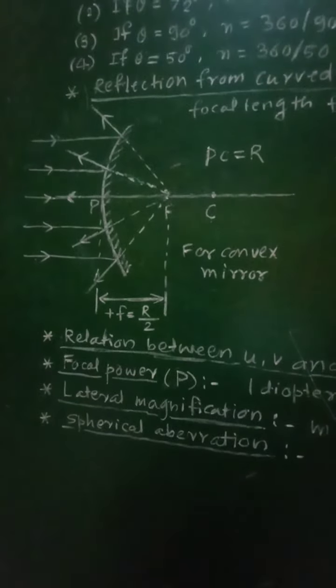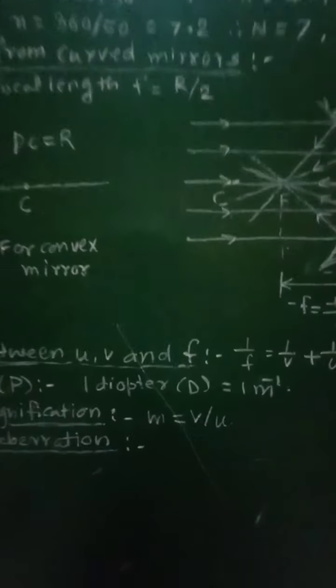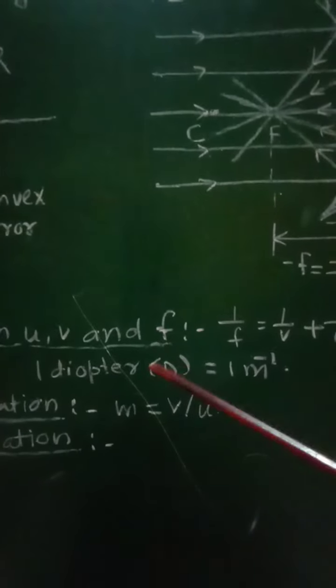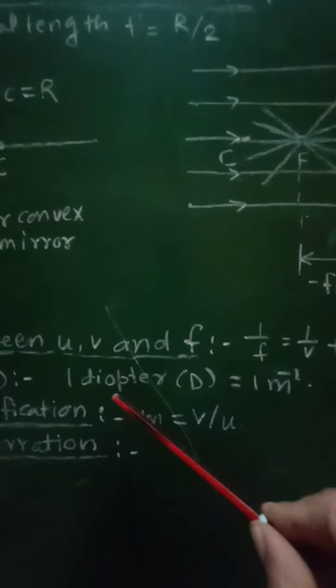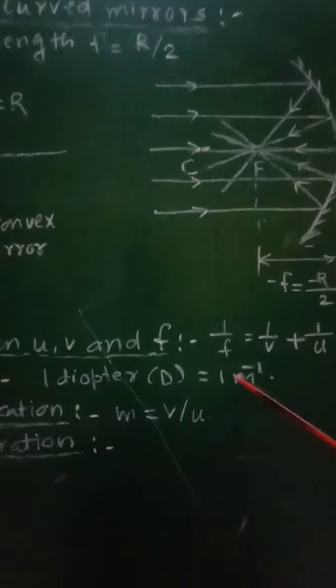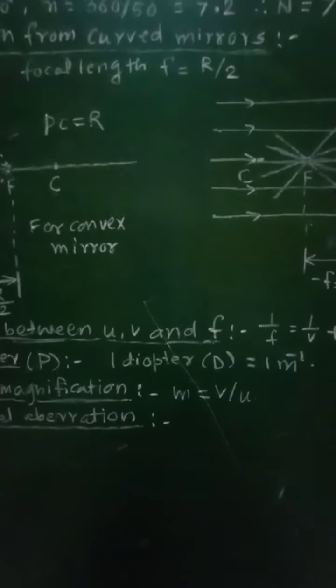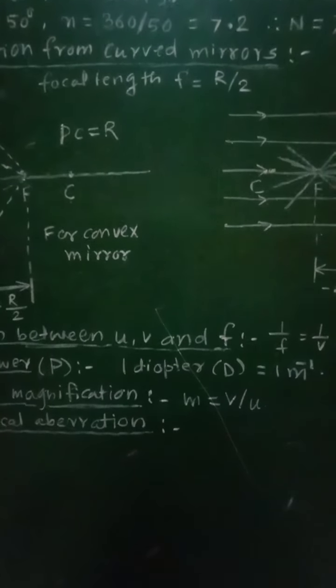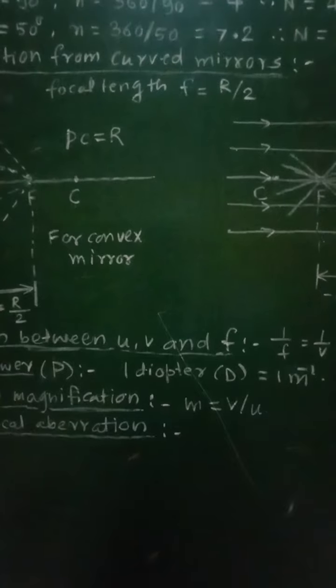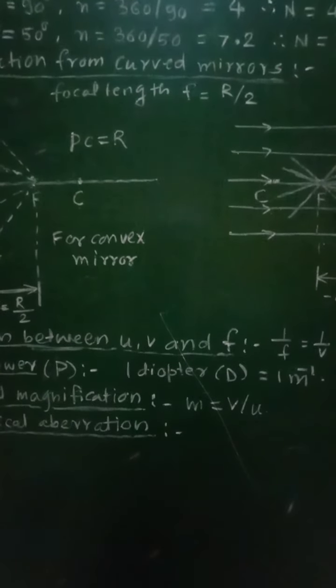Its SI unit is diopter, denoted by capital D, and 1 diopter equals 1 meter inverse. That is, 1/meter will be equal to 1 diopter. So this will be regarding focal power of the lens or mirror.